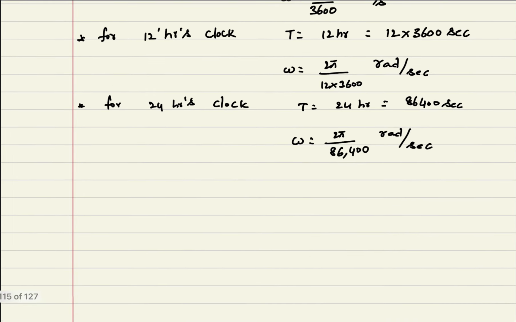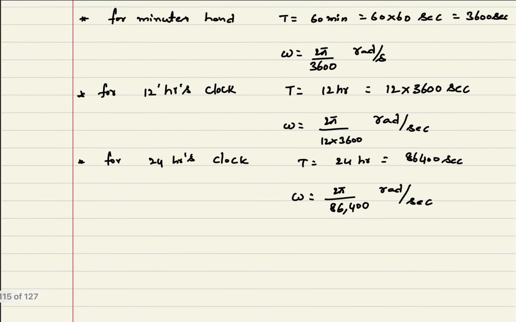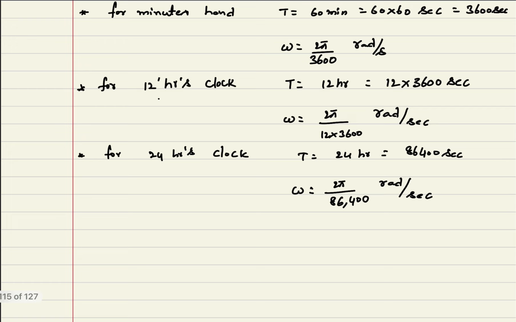This is about the angular velocity of the different hands: seconds hand, minutes hand, hours hand. Now we can see 12 hours, and this is the hours hand I am writing. For the hours hand I have written the time period.